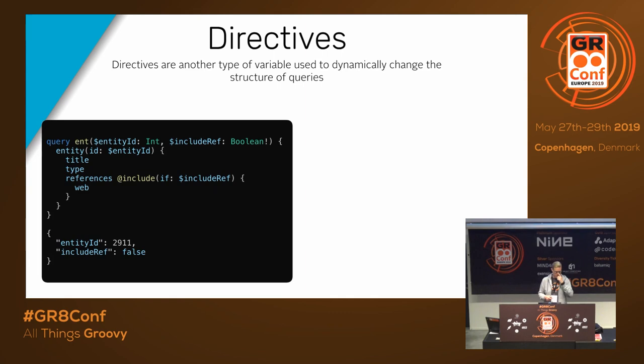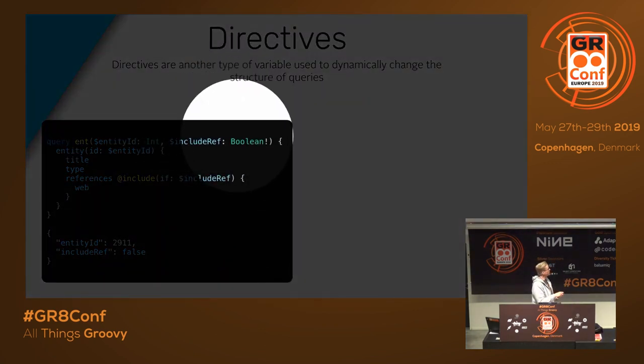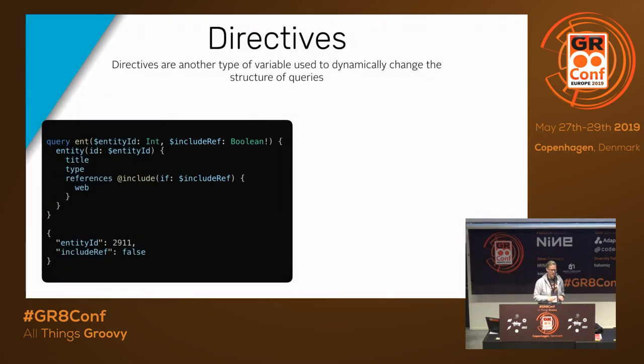Directives. That's another kind of variable. Let's say, for example, that you have a website with a simple and an advanced view. So you could write the advanced query for the advanced view on the website. And then you could use a directive. In this example, we introduced a new variable called include ref, and it's a Boolean. And we use that for the include directive. So this means we only include references in the response if the variable include ref is true.